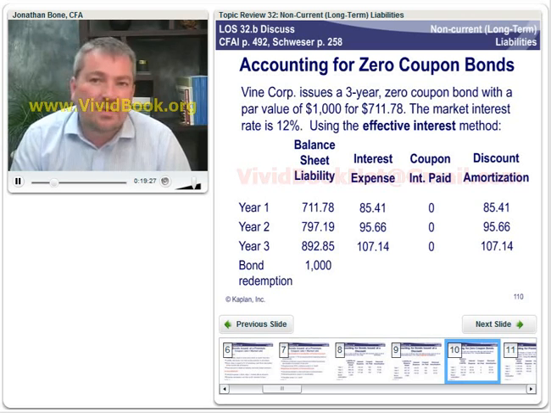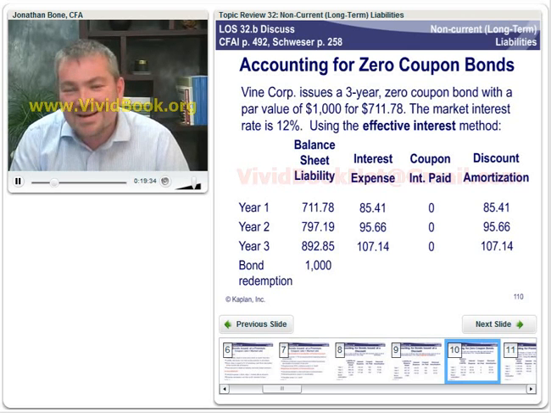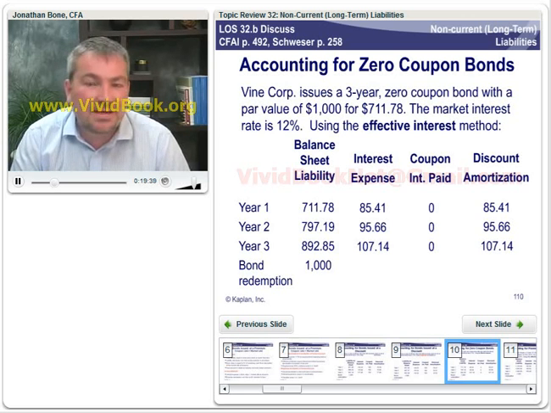So remember, with the discount, it increases the interest expense. Coupon plus discount amortization is the interest expense. So 0 plus 85.41 gives you your interest expense.